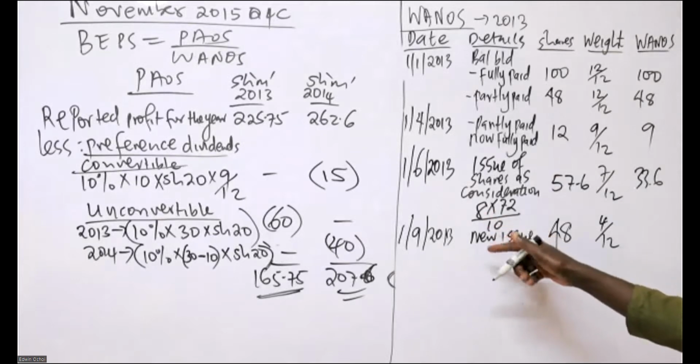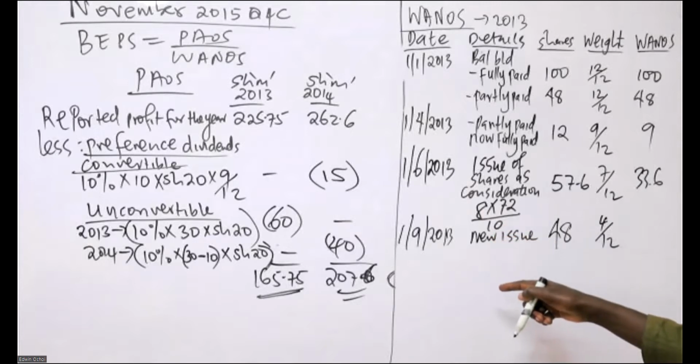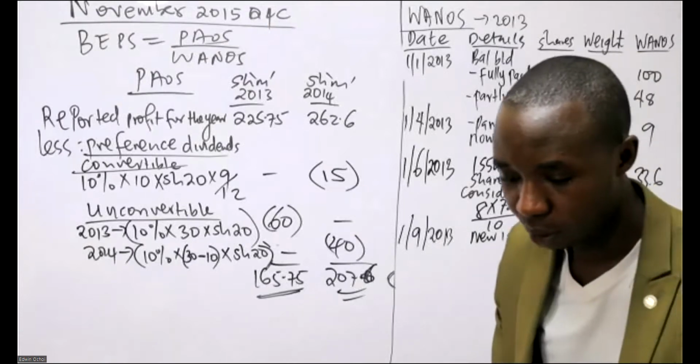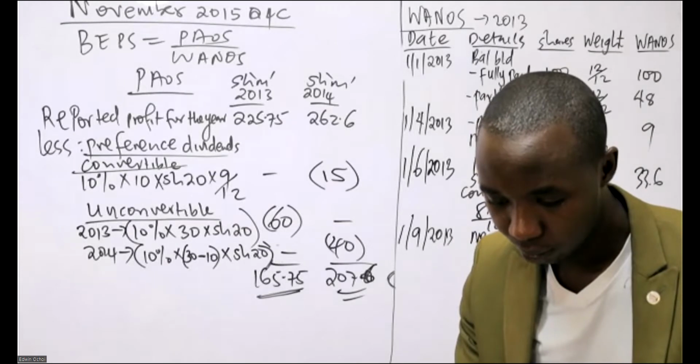Then for this, they were issued at 8, but their full market price was 10. So we had to go ahead and find the shares specifically issued at 8, not at full market price, as they were stated at full market price but issued at a lower price.